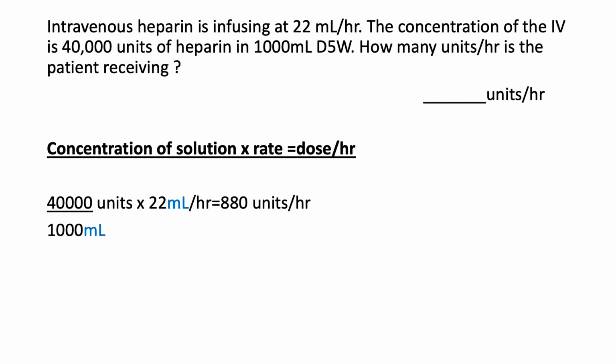So in this case, we have the same equation. Heparin is infusing at 22 milliliters per hour. The concentration is 40,000 units of heparin in 1,000 mLs of D5W. So how many units per hour is the patient receiving? To get the concentration, we're going to take 40,000 units and divide it by 1,000 mLs. Then we just multiply it by 22 mLs per hour to get 880 units per hour.